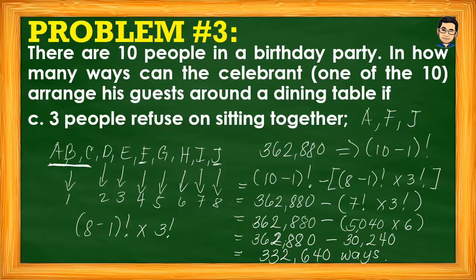Okay, so explain lang po natin ulit. So, itong nakikita nyong 10 minus 1 factorial, yan po yung kabuuan. So, it means they can sit anywhere they want. And then, yung nasa kabila naman, kinuha po natin yung number of ways na yung tatlong tao na to ay magkakatabi. Para malaman natin ilan naman yung ways na yung tatlong tao na yan, they refuse on sitting together.